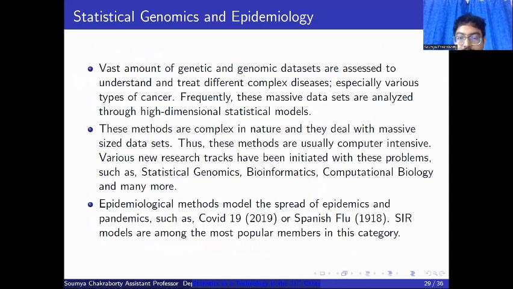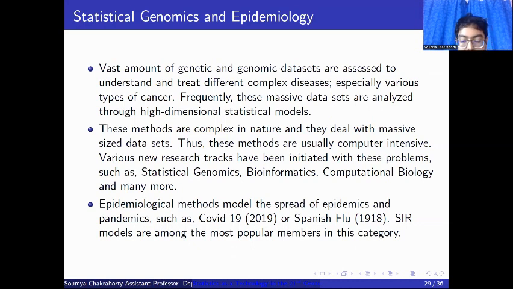Next, I am going to biological statistics. This has basically three components: statistical genomics, epidemiology, and medical statistics. Medical statistics is slightly different, but statistical genomics deals with the study of huge gene expression datasets and analyzes them mathematically and statistically for personalized medication or to understand certain complex diseases, mainly different kinds of cancer. Okay, so bioinformatics, computational biology, and statistical genomics are some of the new fields in this research track.